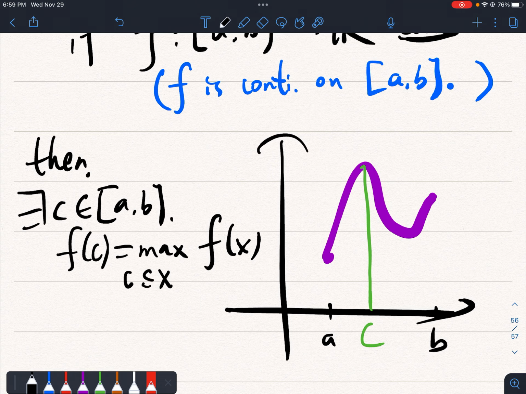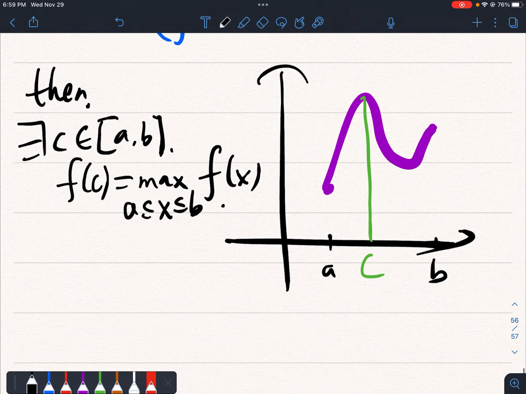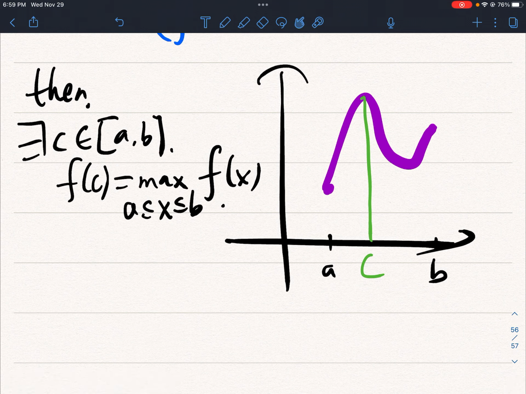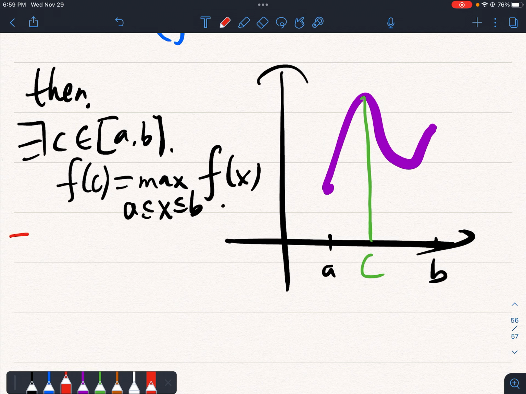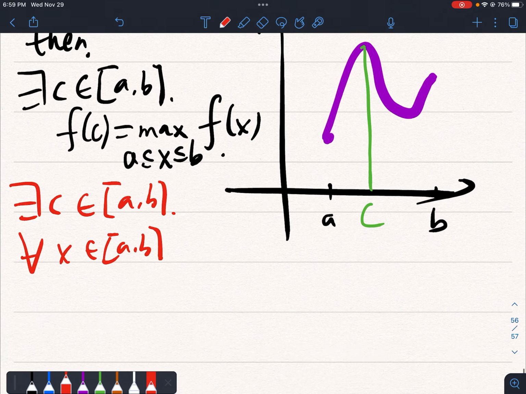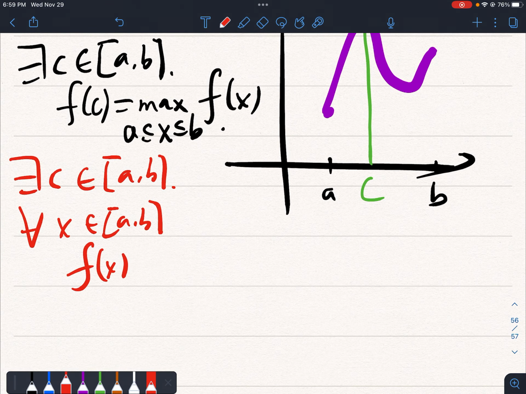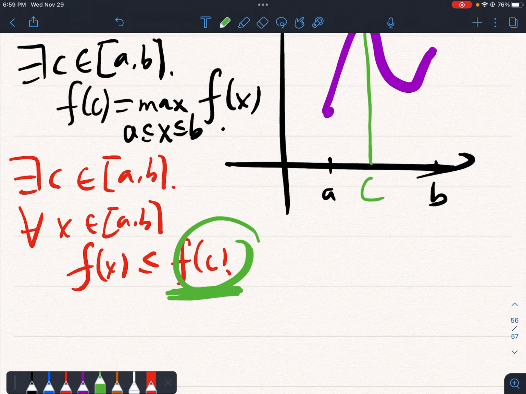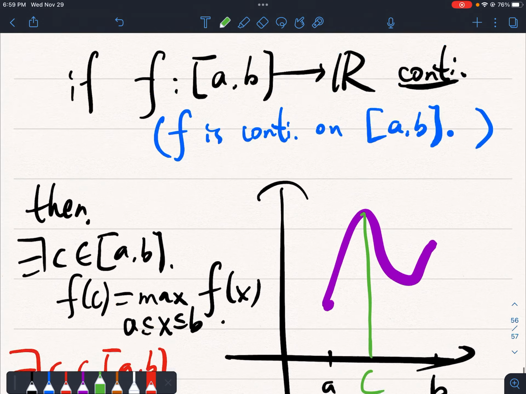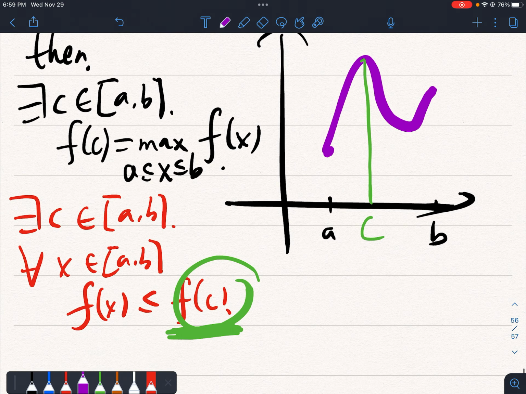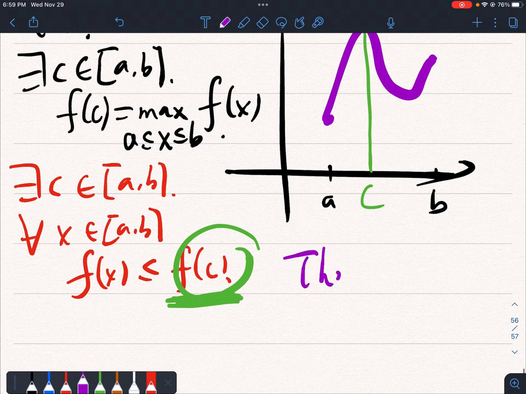What it means is that f of c is equal to the maximum of all the f of x where x is in the closed interval [a, b]. But this can be abstract, so you can also think about this as: you can find some c in the closed interval such that for all x in the closed interval, the value of f of x is always less than or equal to f of c, which means this is not less than any other value on this interval.